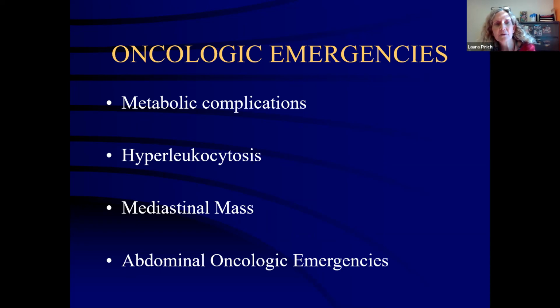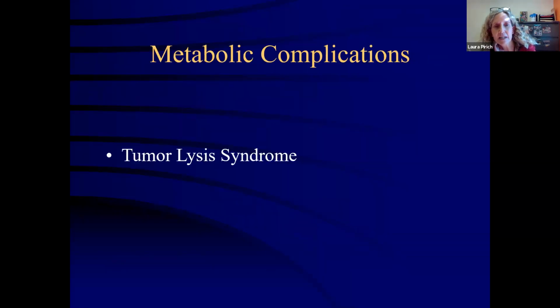I'm talking about the three more common oncologic emergencies: the metabolic complications, hyperleukocytosis, and mediastinal masses. Then I'm also going to talk about some abdominal oncologic emergencies, and hopefully you read the article on tumor lysis, and also the other article, because I think it has a couple of things in there that are different as far as thinking about and talking about for our patient population. And hopefully you read them. So let's get started. We'll start with the metabolic complications.